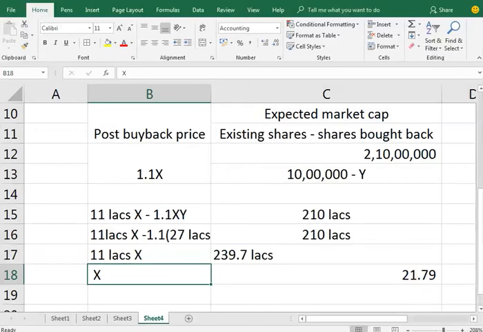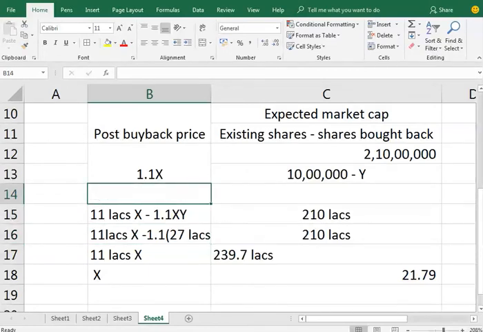Your X is coming out to be 21.79. That will be the buyback price. The buyback price to be taken is 21.79. Anyone getting 21.79? Have you done minus Y or what? So it will be 21.79 only, no?